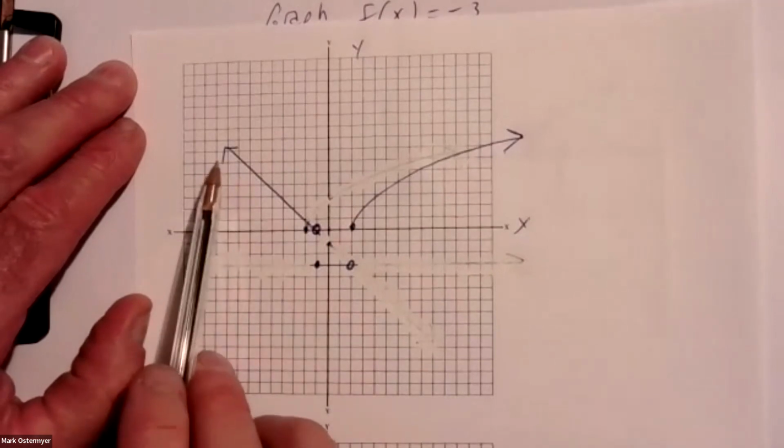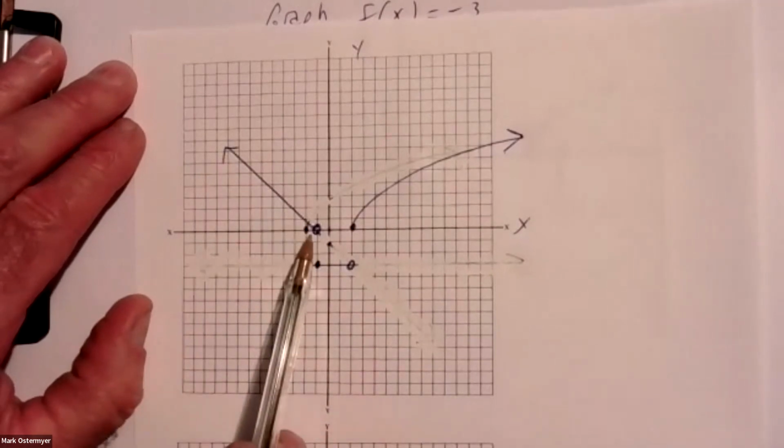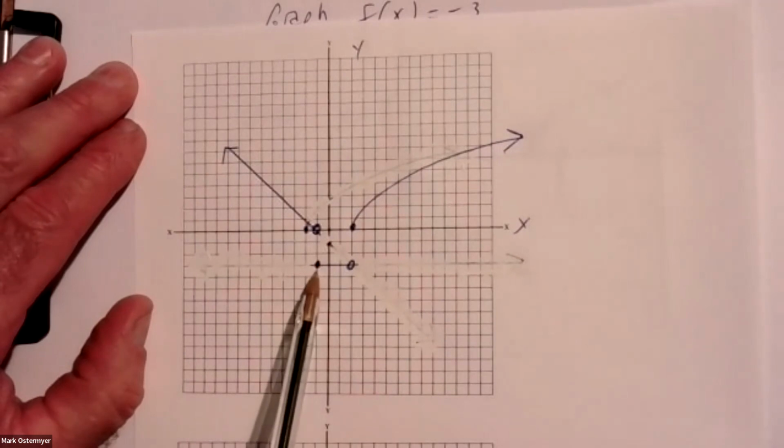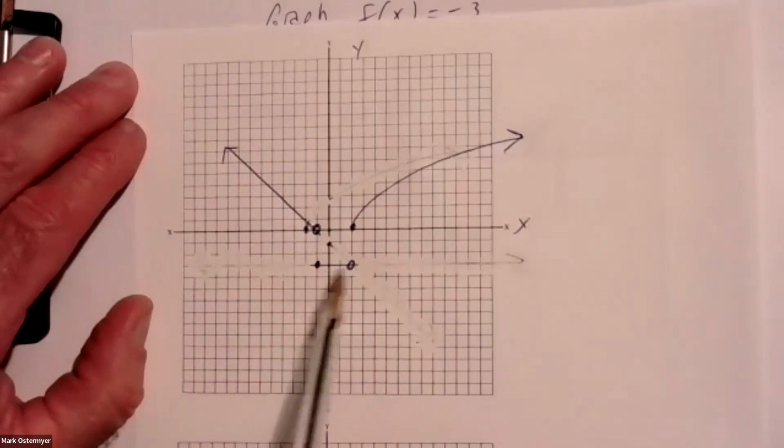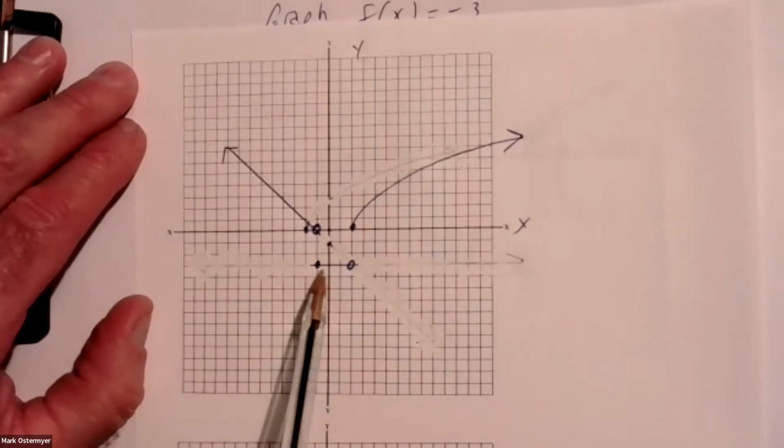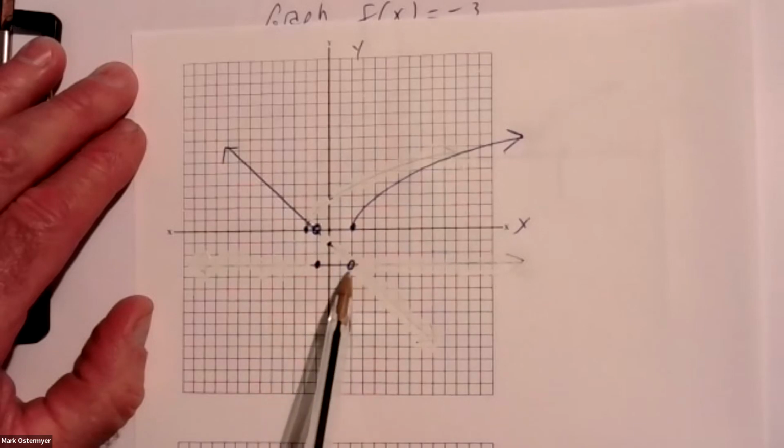Okay, it comes in 3 pieces. This is the graph of the linear part of the piecewise function for input values that are less than -1. That's why it's an open circle. This is the graph of the constant portion of the function, f of x equals -3, for values of x that are between -1 and 2.